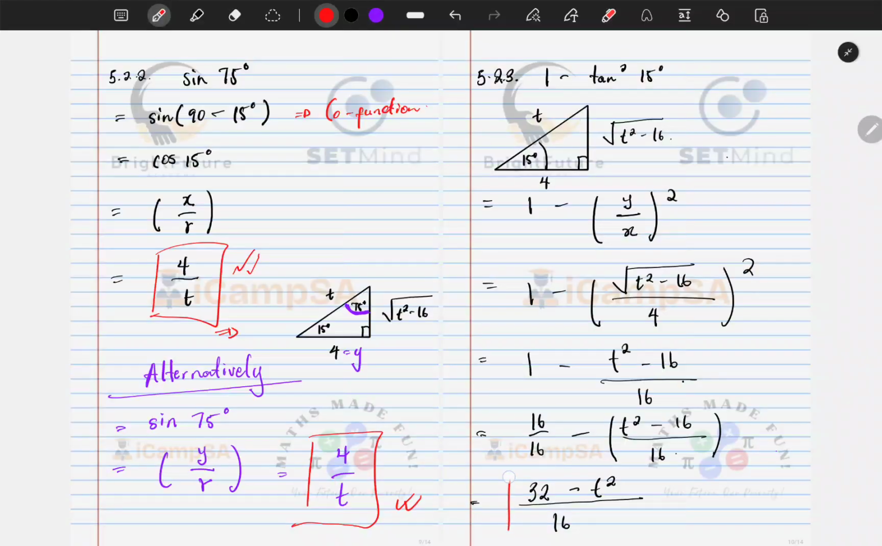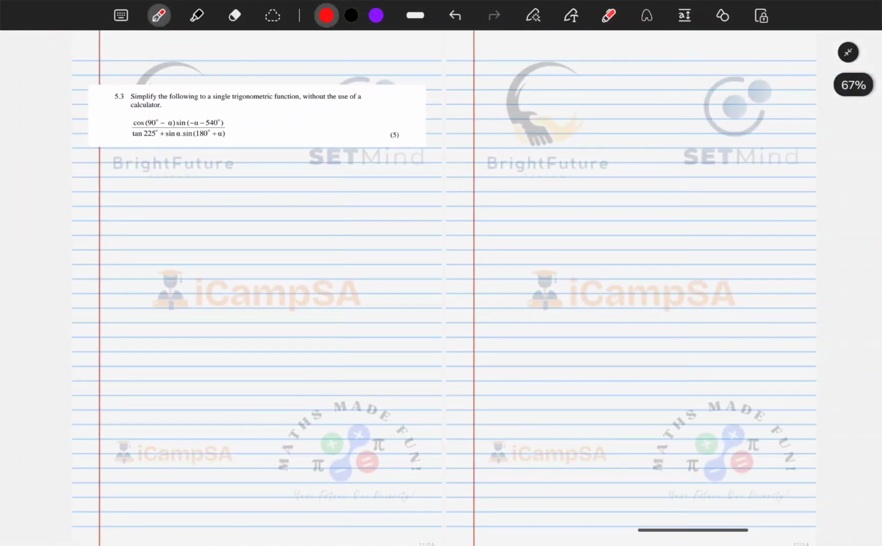So this is how you go about solving the last question. Quite fairly simple, right? It's quite simple. Let's look into question 3. Right, let's look into 5.3.